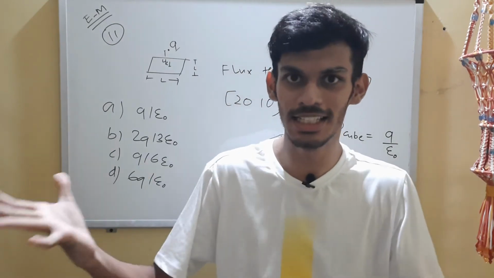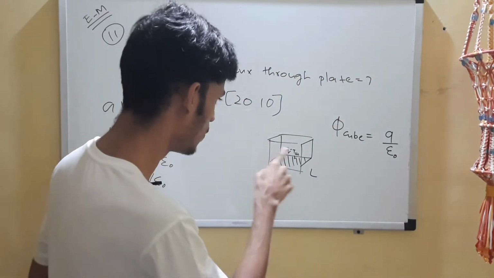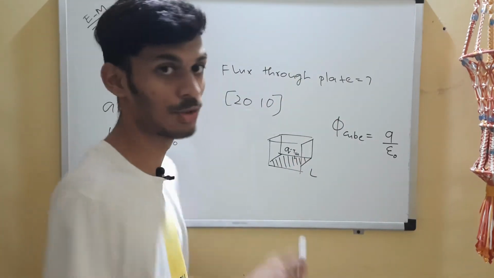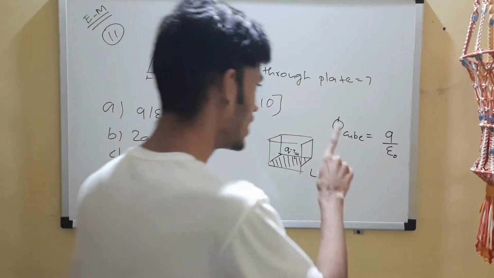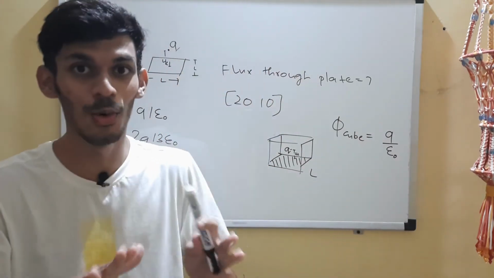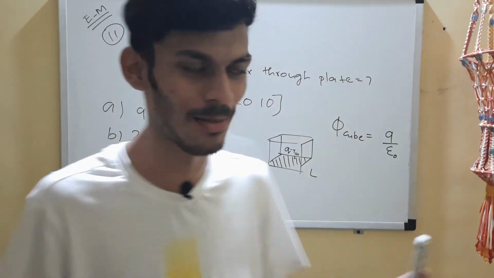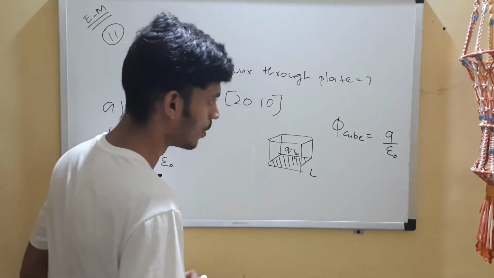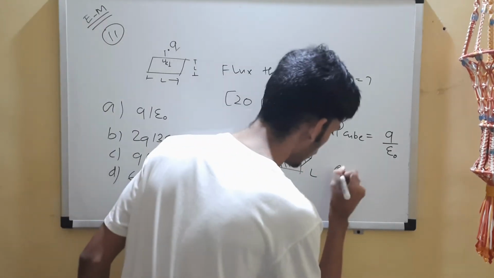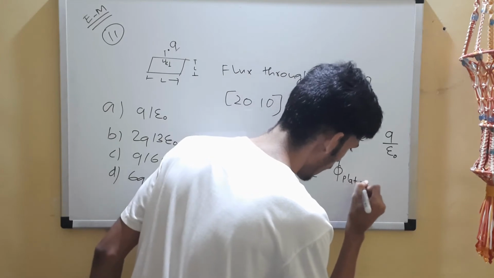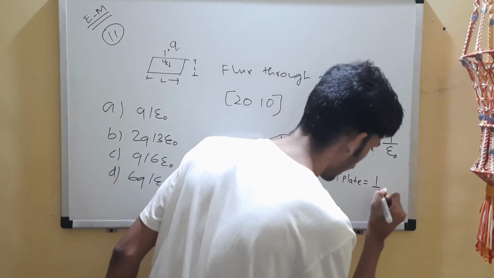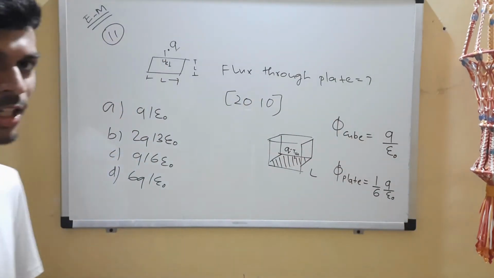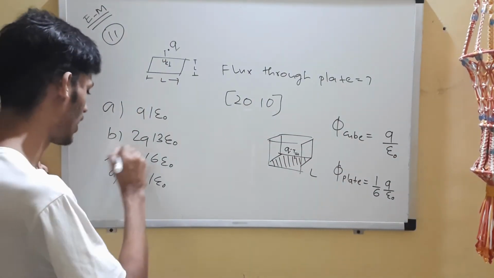How many such faces are there? 6, right? 1, 2, 3, 4, one in the front and one at the back. So 6 faces. This flux will be divided equally among the 6 faces, due to symmetry, of course. So the flux through the plate will be nothing but 1/6 of this flux. So Q by 6 epsilon naught. Option C is the correct choice over here.